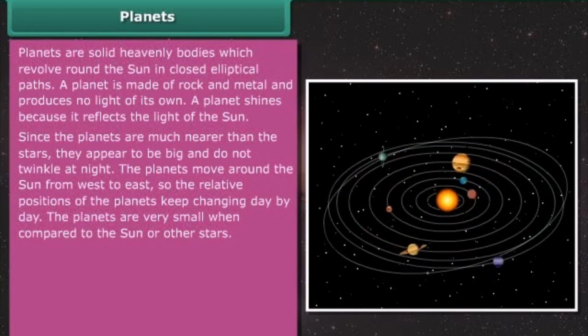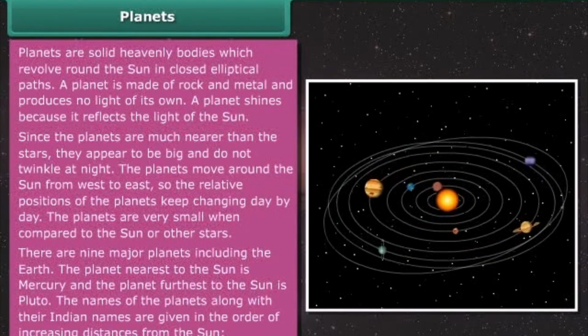The planets move around the Sun from west to east, so the relative positions of the planets keep changing day by day. The planets are very small when compared to the Sun or other stars. There are 9 major planets, including the Earth. The planet nearest to the Sun is Mercury, and the planet farthest to the Sun is Pluto.